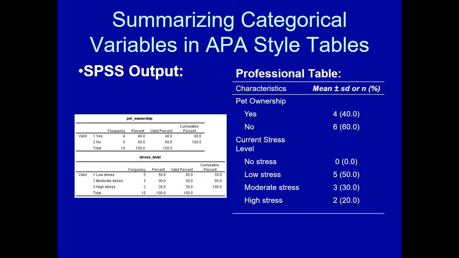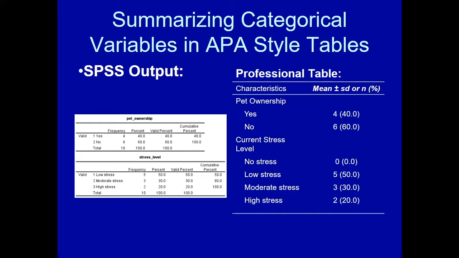Now here we're going to look at how to summarize categorical variables in APA style. So again, on the left is the SPSS output from a frequency procedure on the variables pet ownership and stress level. So remember, the two response options for pet ownership were yes and no. Then we have the frequency column, which is the number that reported those responses. Then we have the percent column.